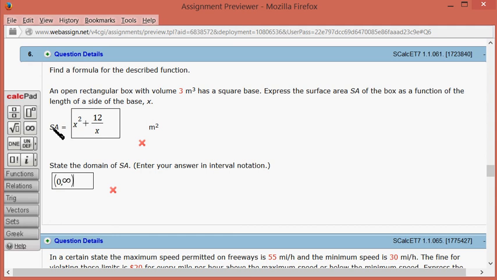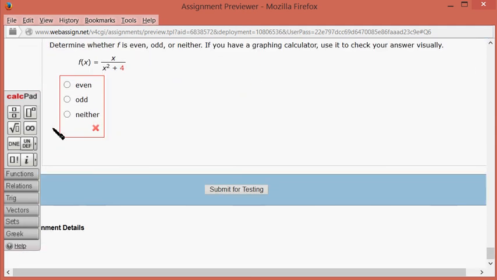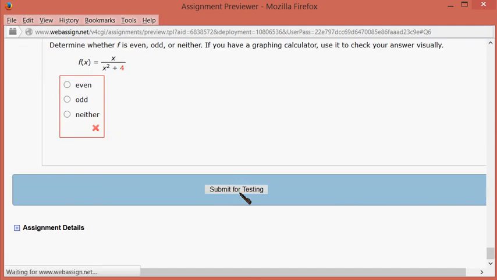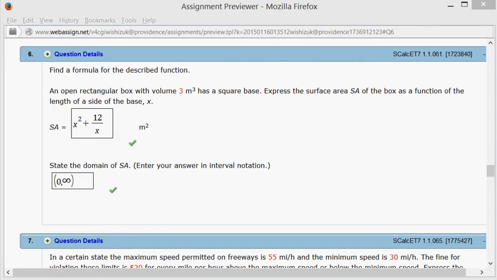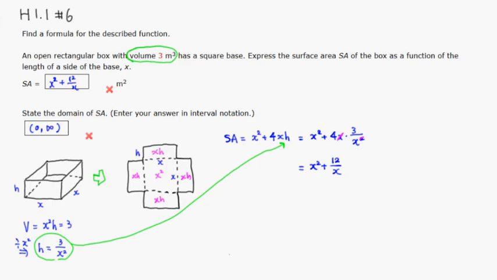Alright, so let's go down and submit for testing. It came back and it looks like we got these correct. Alright, that's it. I hope that this was clear.